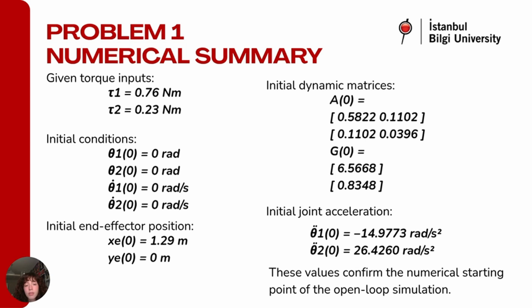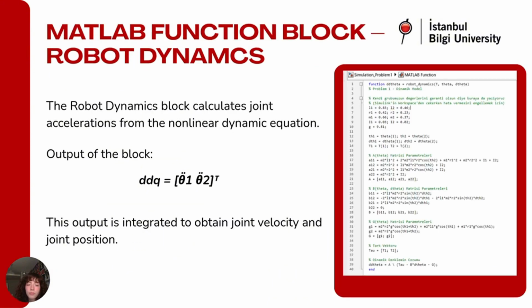Here you can see the short numerical summary of problem 1. These values define the starting condition of the simulation, and they confirm the initial position, the dynamic matrices, and the first joint accelerations. This block calculates the joint accelerations using the nonlinear dynamic equation. Then the acceleration is integrated to obtain joint velocity and joint positions. So this block is the part that actually produces the robot's motion in the open loop model.